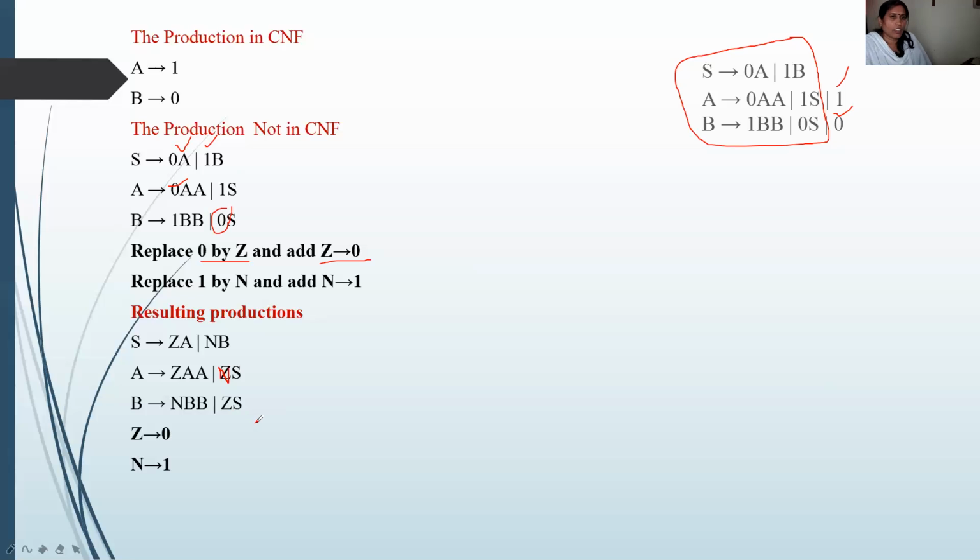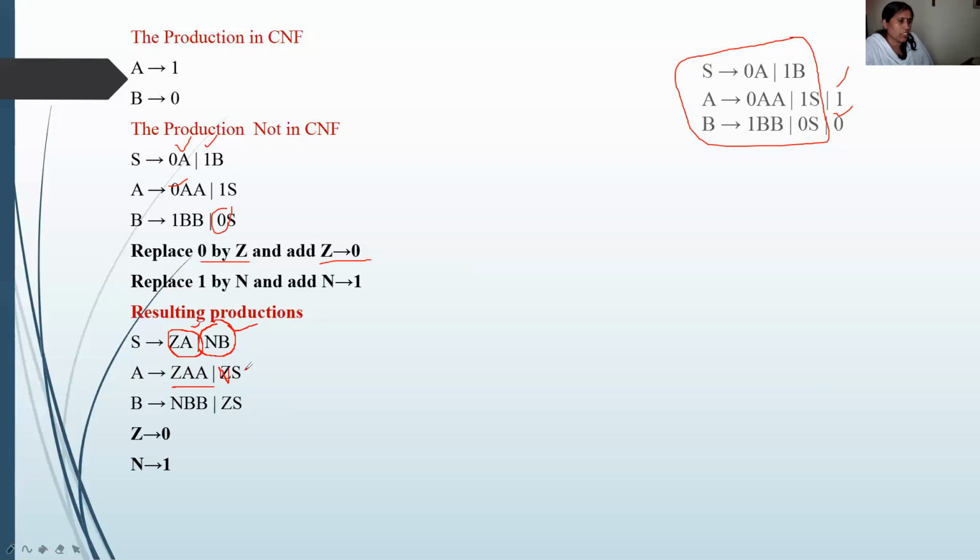See, if you see here, whether it has been reduced to any of the CNF forms: yes, it is a variable producing two variables. Again here also, a variable producing two variables. This has come into CNF form. This is in CNF form. How about this one? This is not in CNF form. Either it should have two variables or a single terminal.